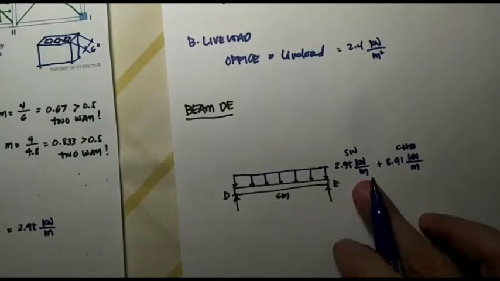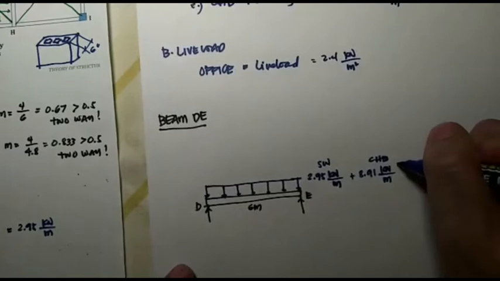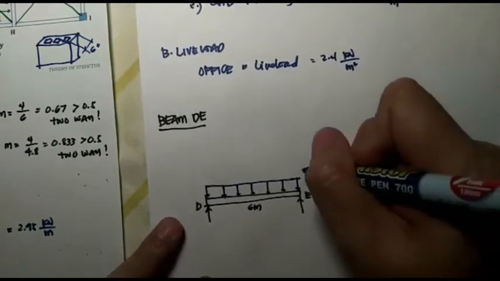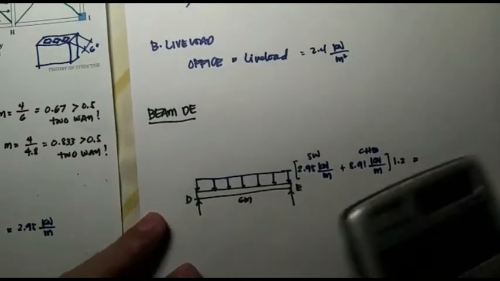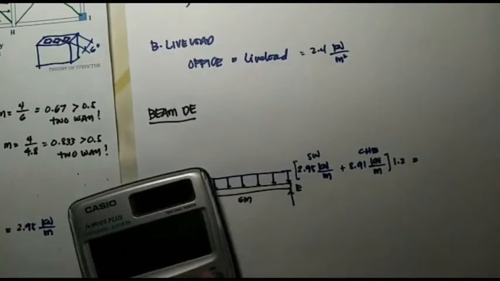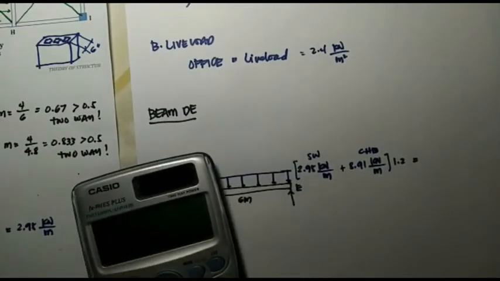So since this is dead load, pagsamahin ko na. So times 1.2 for dead load, the load factor: 2.95 plus 8.91 times 1.2.